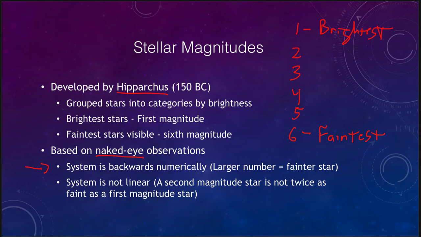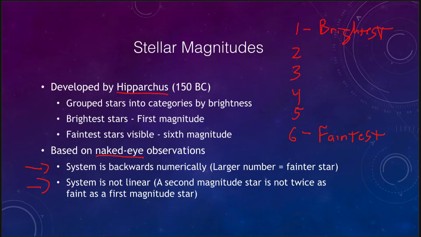The second is that the system is what we would call nonlinear. And that simply means that typically if we look at two objects and one is 1 meter long and the other is 2 meters long, we know that the 2 meter long object is twice as long as the other. So we can easily tell comparative distances. If we have two temperatures, 40 degrees versus 80 degrees, 80 degrees is twice as hot as something at 40 degrees. Those would be examples of linear scales.